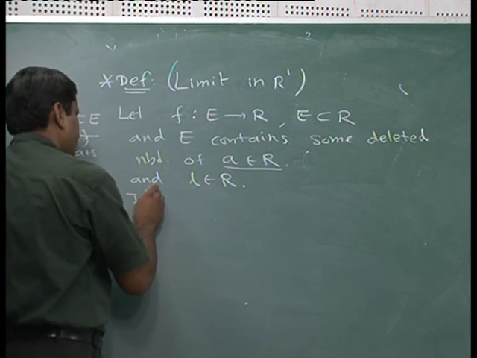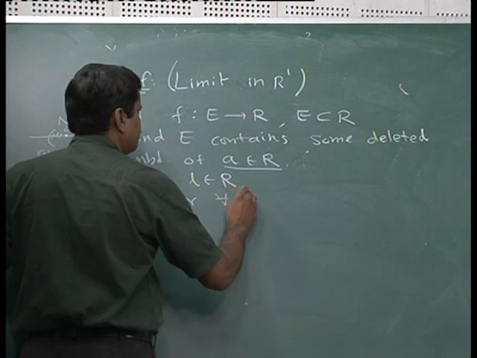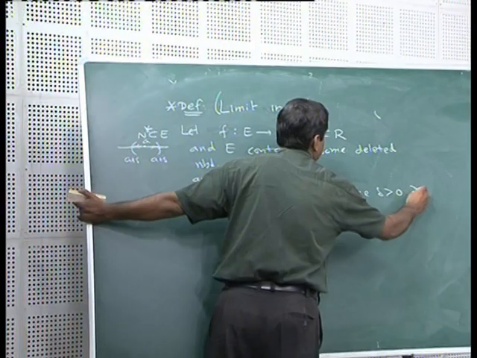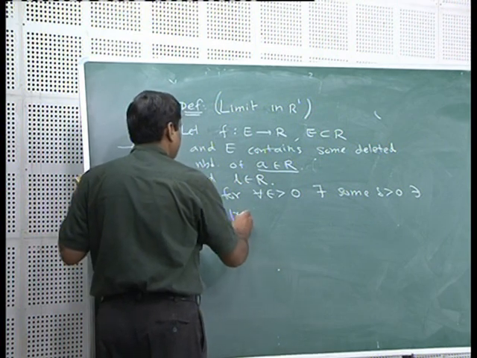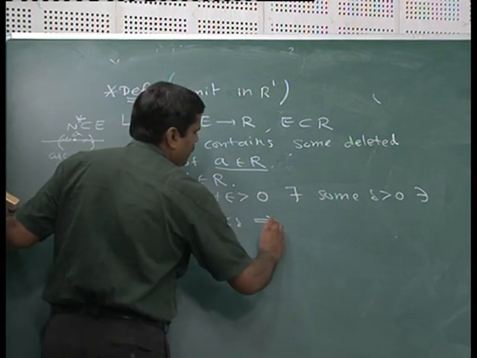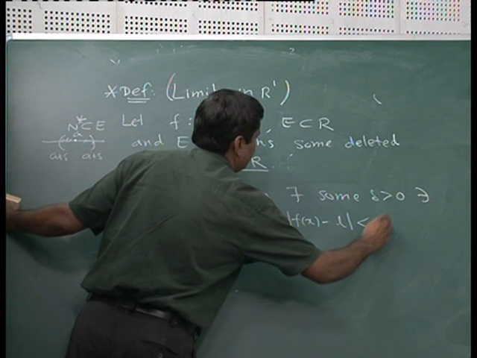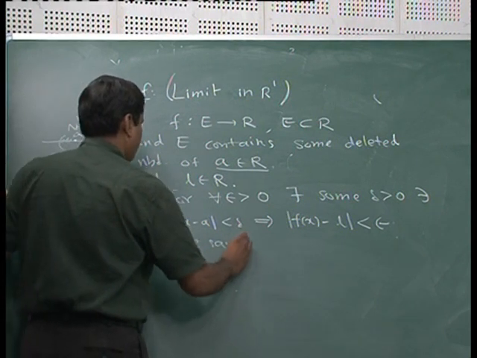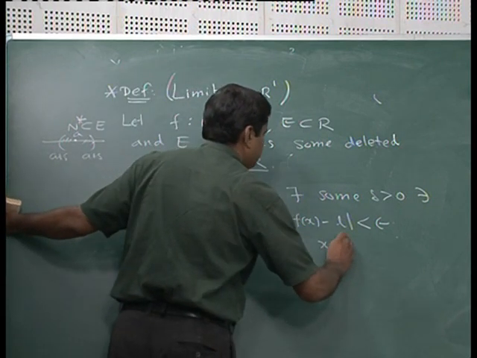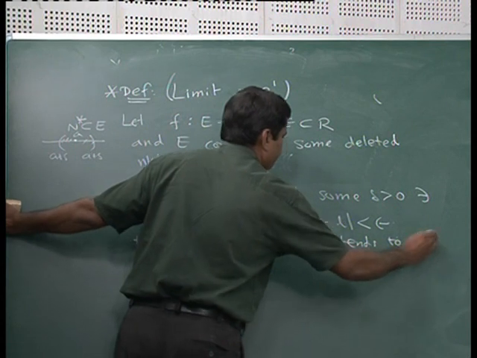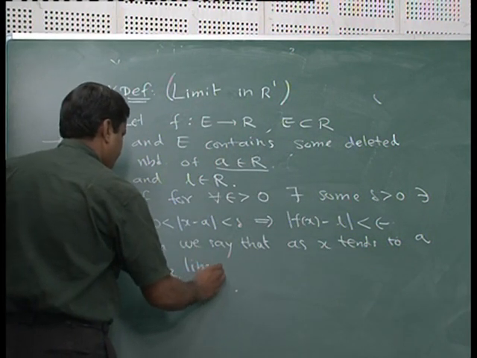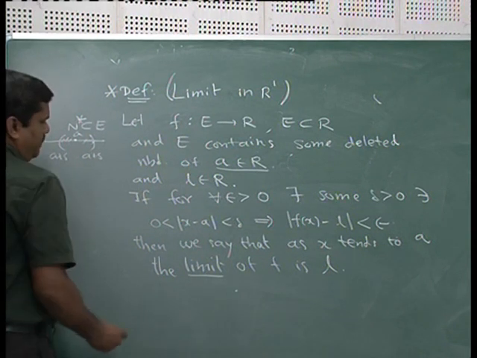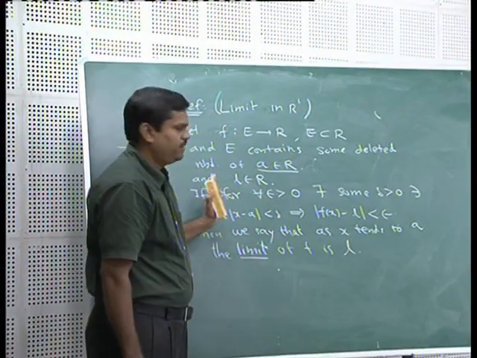So, f is a function from E to R, E contains some deleted neighborhood of the point A, and suppose L is a real number. Now, if I am writing the definition, and then we are going to generalize this. If for every epsilon greater than 0, there exists some delta greater than 0 such that whenever 0 less than mod of x minus a less than delta implies mod of f(x) minus L is less than epsilon, then we say that as x tends to a, the limit of f is L. So, this way you have defined the limit of a function of one variable.